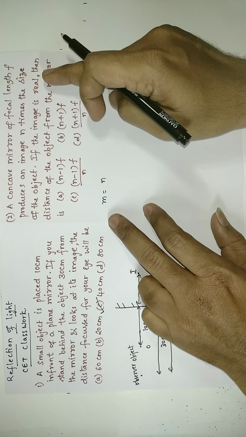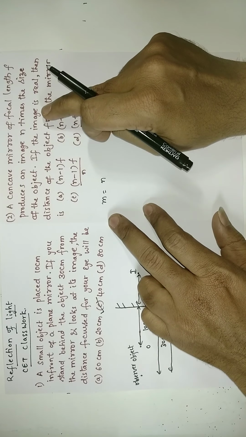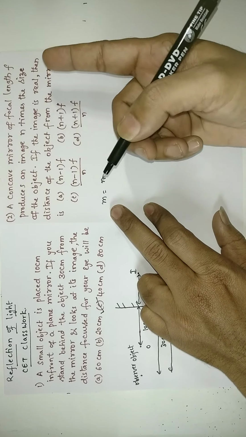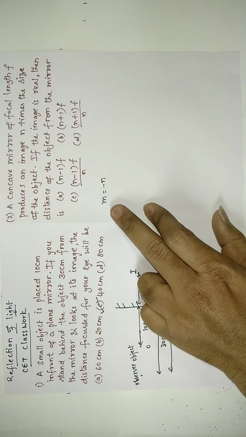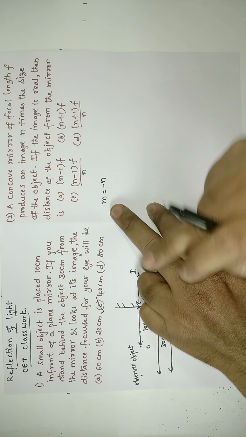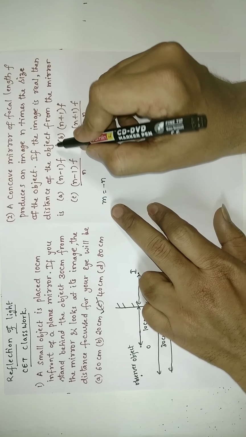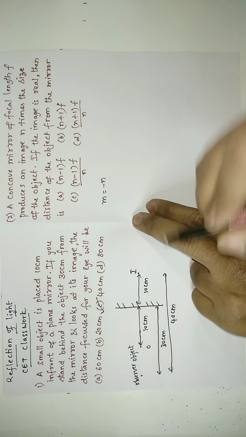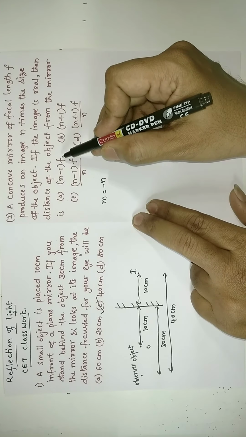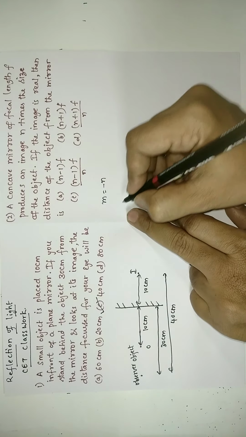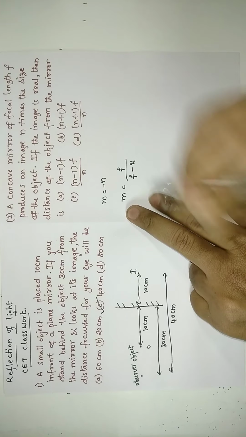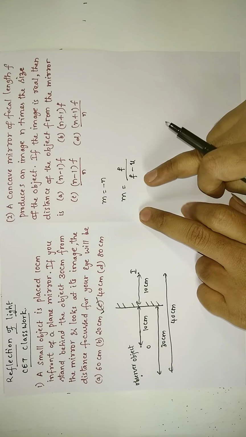If the image is given to be real, then by convention the magnification produced for a real image will be negative. Then you need to know the distance of the object from the mirror. So you need the relation between magnification, focal length and object distance, given by m equals f by f minus u.